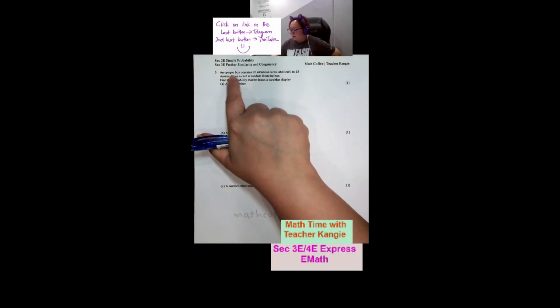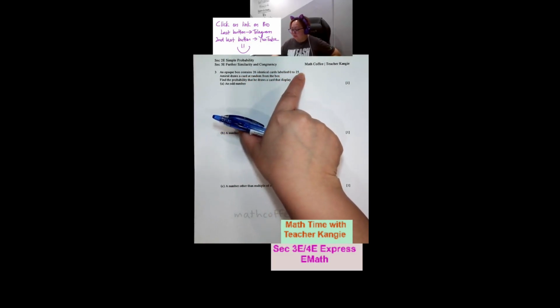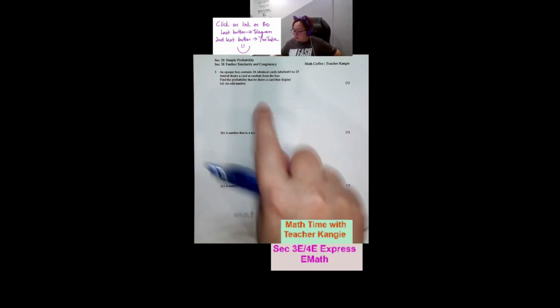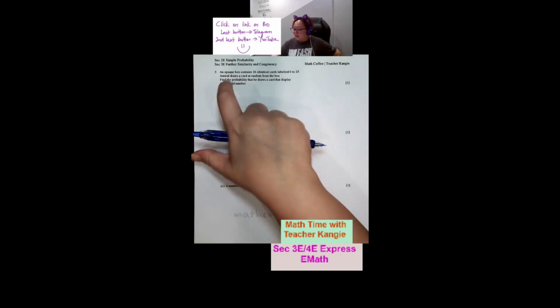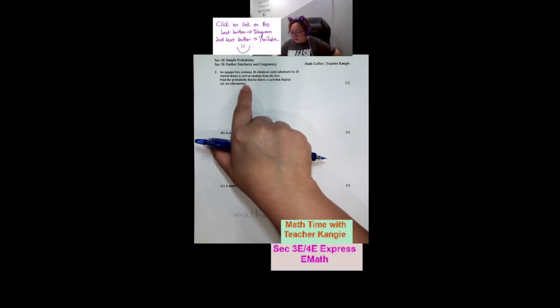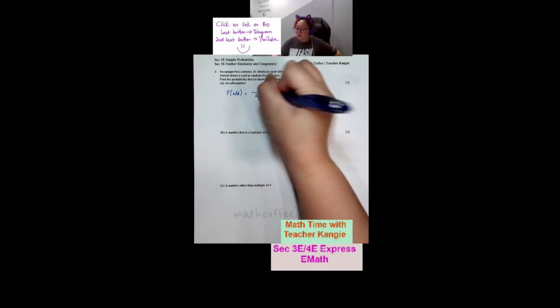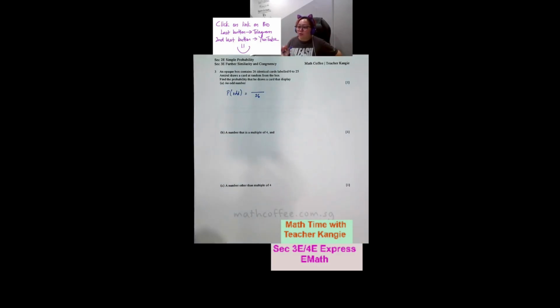Question number 3. An opaque box contains 26 identity cards labeled from 0 to 25. So that means there are 26 cards. Inside, one card is 0, one card is 1, 2, 3, all the way to 25. They say he's going to draw a card at random from the box. Find the probability that he draws a card that displays an odd number. So you may be thinking, I need to count the number of odd numbers, which is a bit difficult. It's definitely out of 26 because I have 26 cards in total. From 0 to 25, how many numbers are odd?